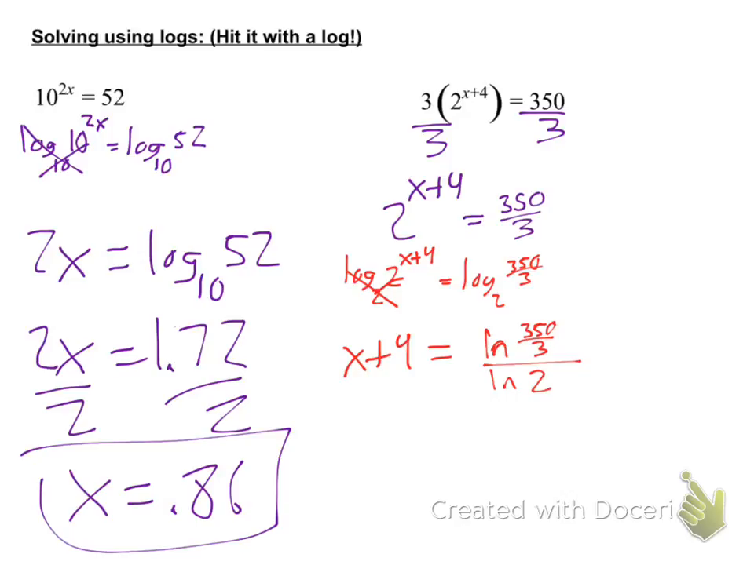Now guys, what if I didn't have a calculator? What if I said, you guys cannot use calculators on this test? How do I solve it from here? You cancel out the natural log? You don't cancel out natural logs. Why? I'm going to subtract 4 and call it a day, because I need to get x by itself. So x would equal the natural log of 350 over 3 over natural log of 2 minus 4. If I didn't have a calculator, that's as far as you can go.